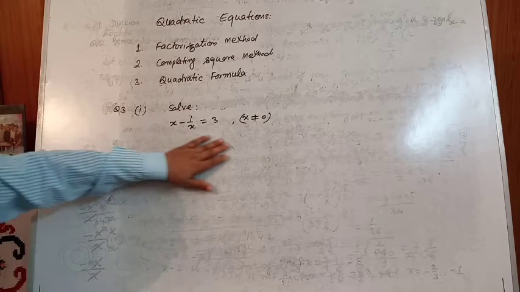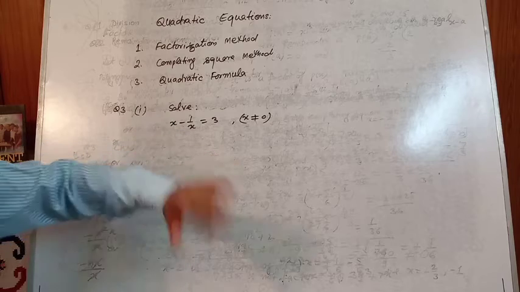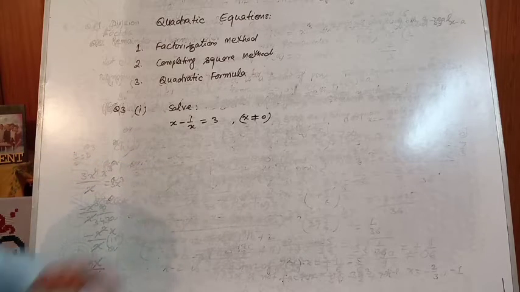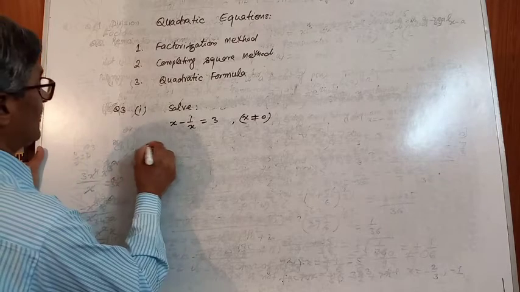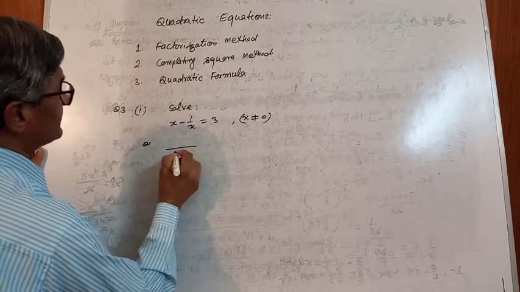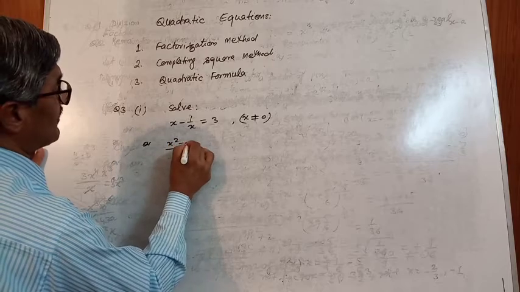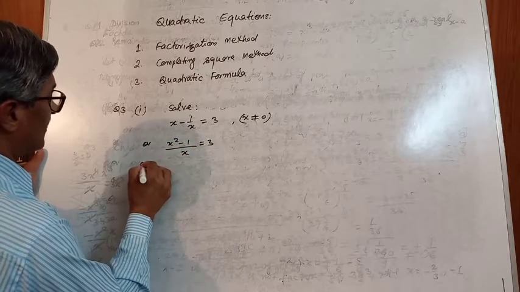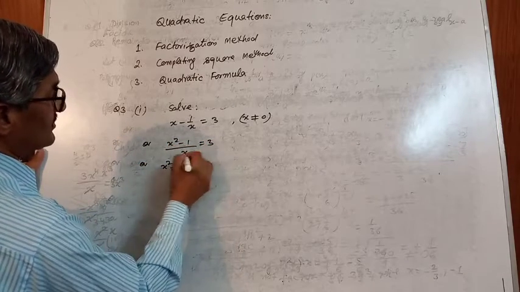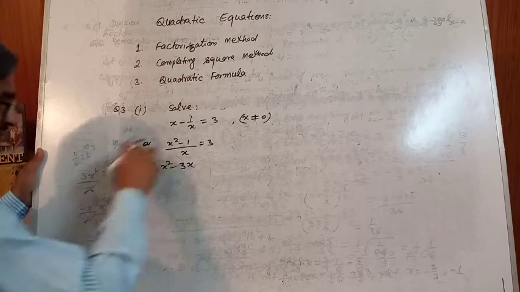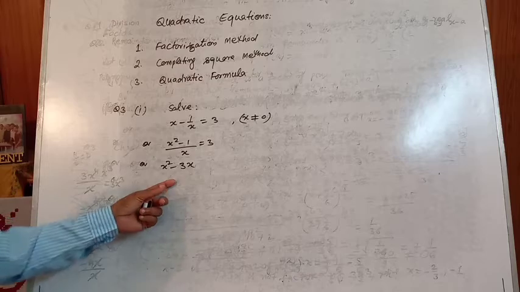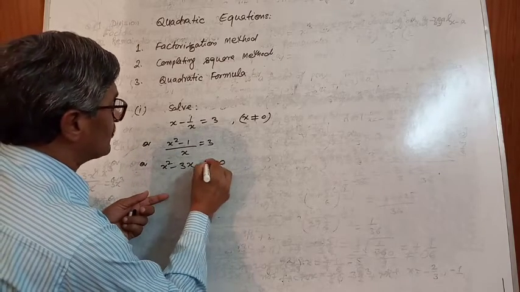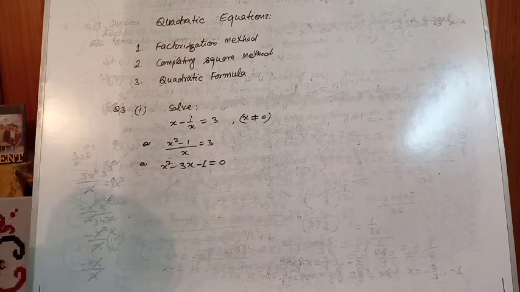Now here it is in this form. This is not a quadratic equation initially. Now take the LCM and form a quadratic equation. Our LCM is x, so x square minus 1 equal to 3x. Transpose 3x to this side, and we get x square minus 3x minus 1 equal to 0.